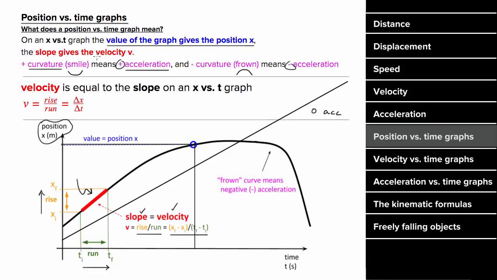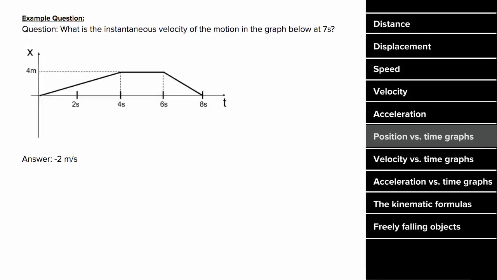What would an example problem with position versus time graphs look like? Let's say we have this graph and we wanted to determine the instantaneous velocity at 7 seconds. So we locate 7 seconds. To find the velocity in this region, we'll just find the slope in this region.